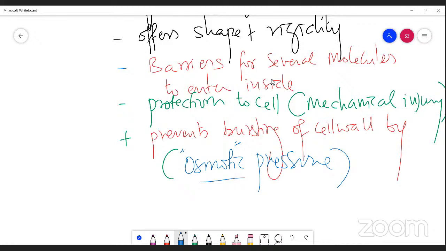So which of the following pressures is maintained for the prevention of bursting of the cell wall? Dear student, could you mention it? Osmotic pressure. Right. What is the role of osmotic pressure? Please tell me. To prevent the bursting of the cell wall.